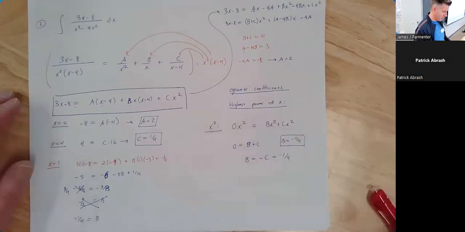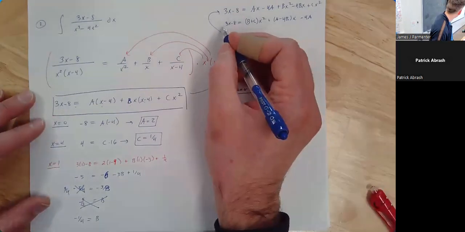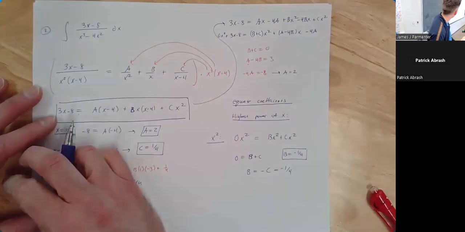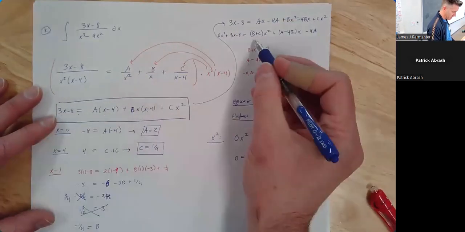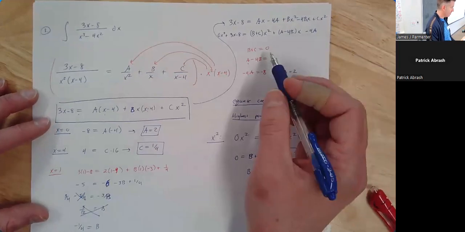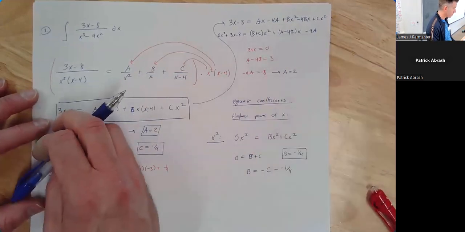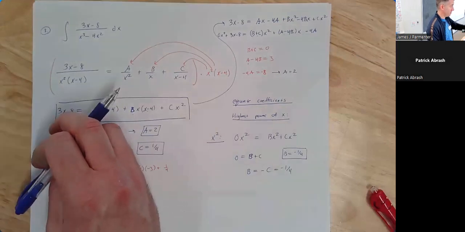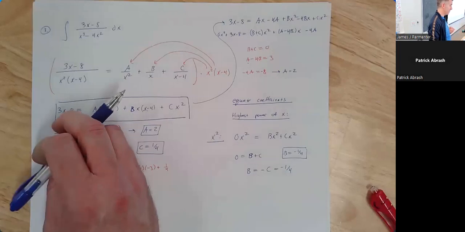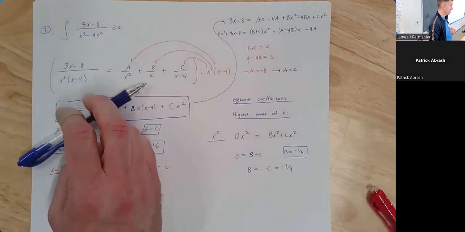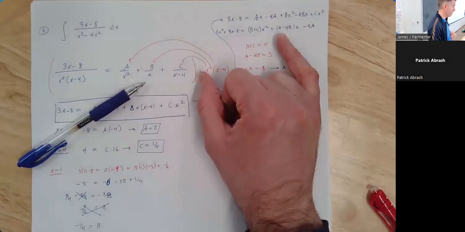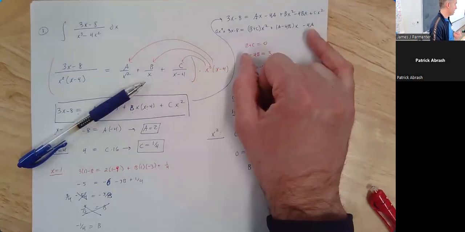All I've really said here is, if I look at this equation up here, I have 0x squared plus 3x minus 8 equal to b plus c x squared plus a minus 4bx minus 4a. So there's one coefficient of x squared. It's b plus c. That is the coefficient of x squared on the right hand side. Just like the coefficient of x is a minus 4b, and the constant term is negative 4a.